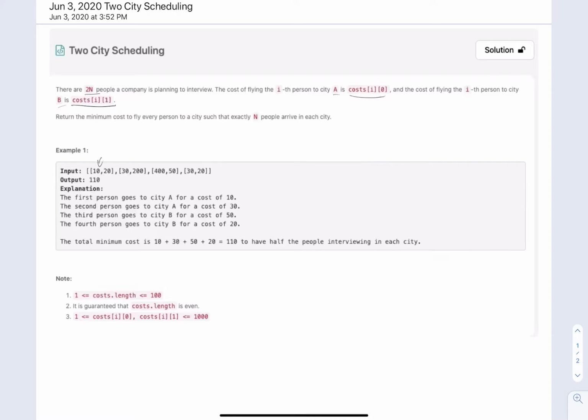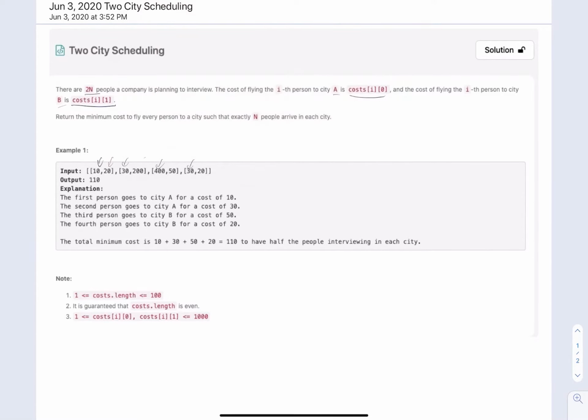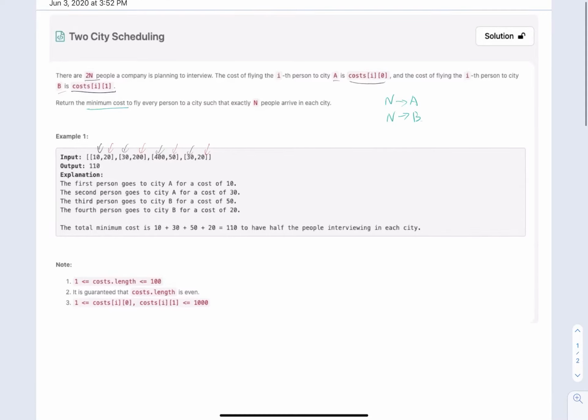So this is going to be the cost of going to A, and these are the costs of going to B. The goal here is that we want to minimize the cost to fly, and we want to fly N people to city A and N people to city B. So how do we approach this problem?